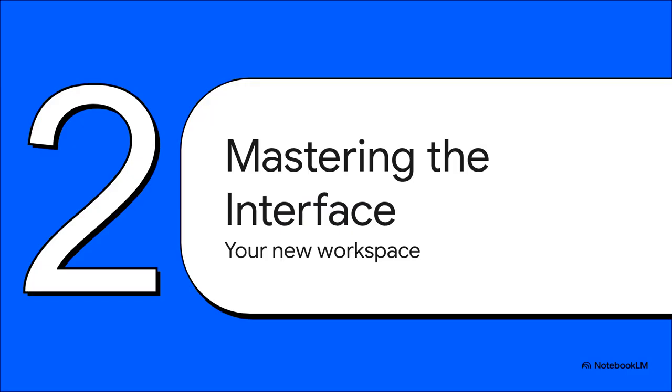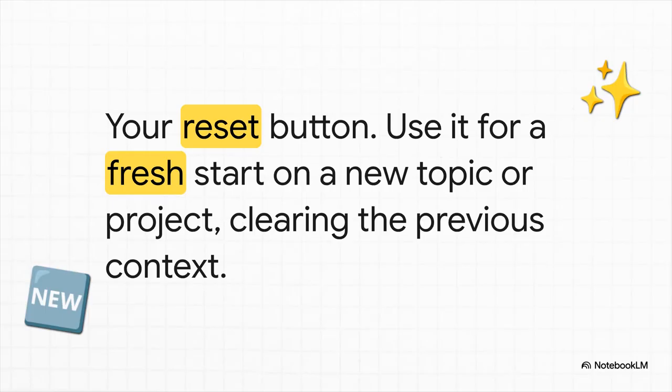Now, before we unleash its full power, we've got to get our bearings. So let's take a super quick tour of the workspace so you know exactly where all your key tools are. First up, the new chat button. Think of this as your strategic reset button. You want to use this between different projects so you don't get the context from one task bleeding into the next. It's how you make sure you're getting the most accurate and relevant responses every single time.